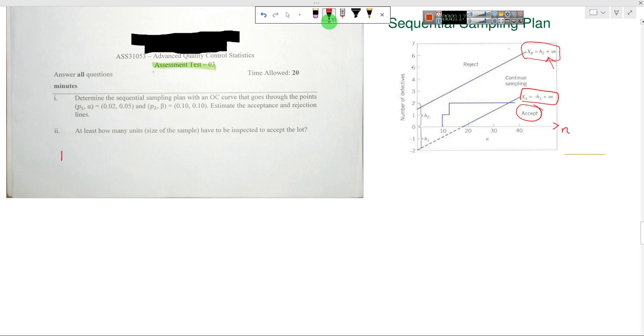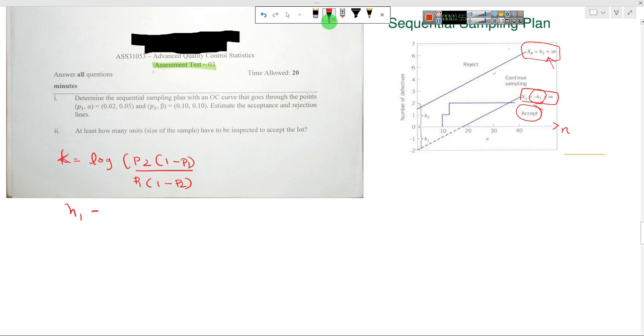First we have to find k is equal to log p2 into 1 minus p1 divided by p1 into 1 minus p2. This is the first parameter that we have to find here. After that we have to find what h1 is, because in the acceptance line equation we have h1. For finding h1 and h2 we first have to find the parameter k, which is nothing but log p2 (1 minus p1) divided by p1 (1 minus p2).